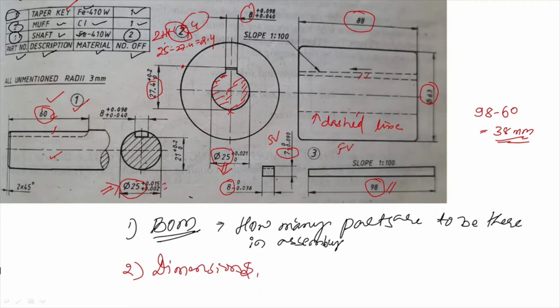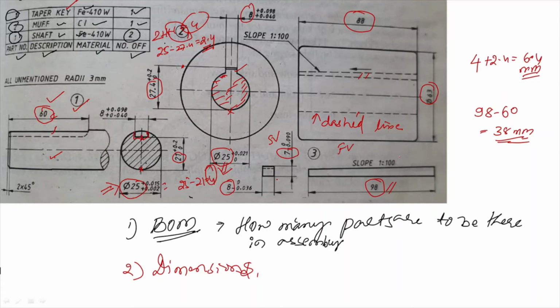Now this 2.4 mm is a groove in the hub. That is the keyway in the muff. And if you consider the dimensions of this shaft, the keyway is cut at a distance of 21 mm from this quadrant point. So 25 minus 21, you are going to get 4 mm. That means the gap provided for insertion of the key is 4 plus 2.4, which is 6.4 mm.